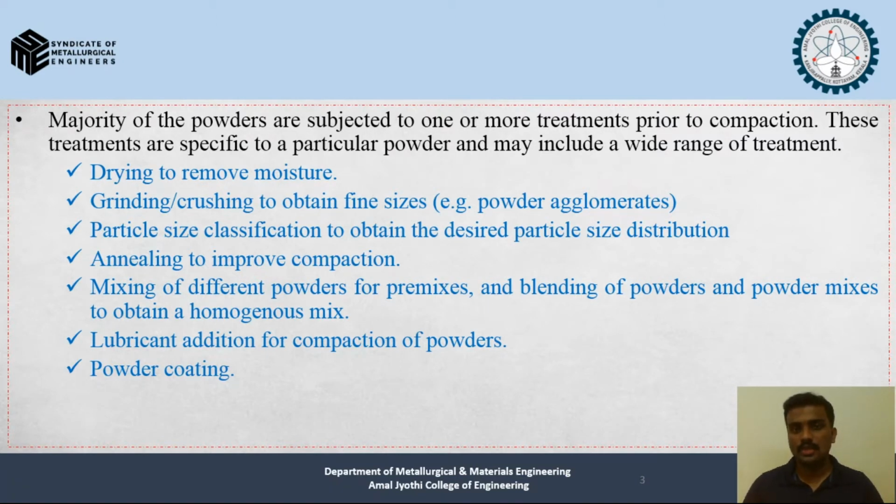We have to ensure all these treatment processes are done before going into compaction, so that a homogenized mix is there, and annealing improves the compaction process. We also have to make sure that all our particles have a certain size, the desired property, in order to have enhanced properties. And the last two points are lubricant added for the compaction of the powder, and powder coating. These are the topics we are going to discuss further in this video.